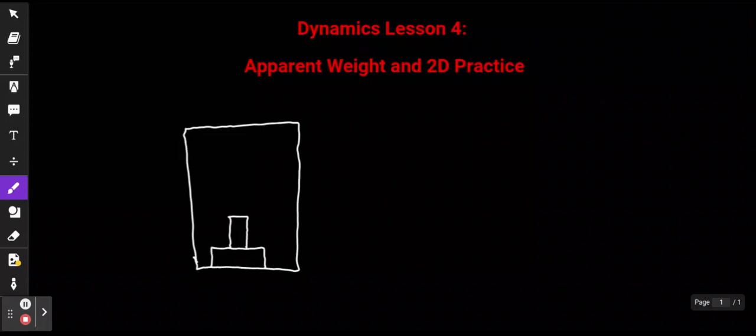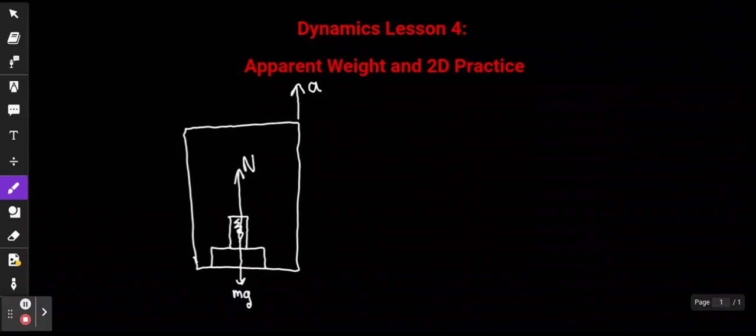So let's say that this is you standing on a scale in an elevator. This is your center of mass, and there's a force of gravity acting downwards upon you. From the scale, there is a normal force acting up. If this elevator is not moving, then you're not moving either, and N has to equal mg in order for the net force to be 0. But what if the elevator is accelerating upwards with an acceleration of a?